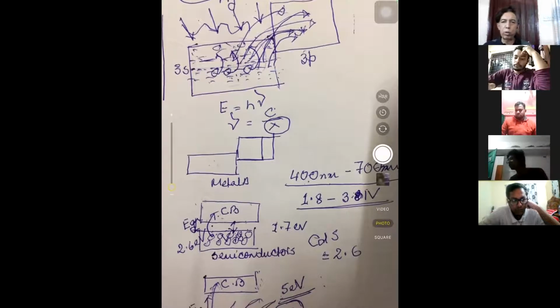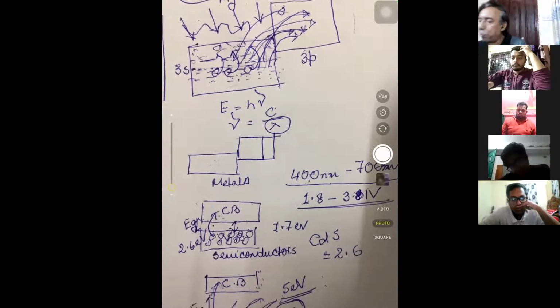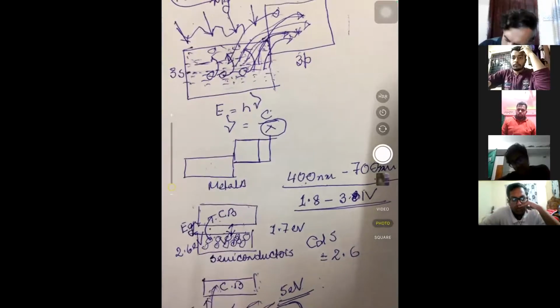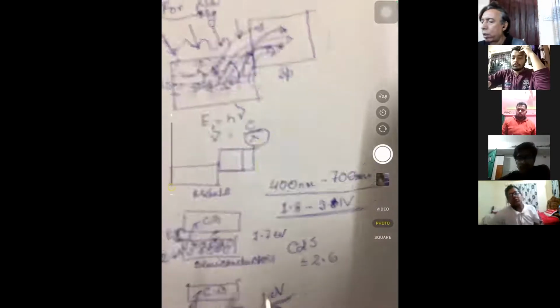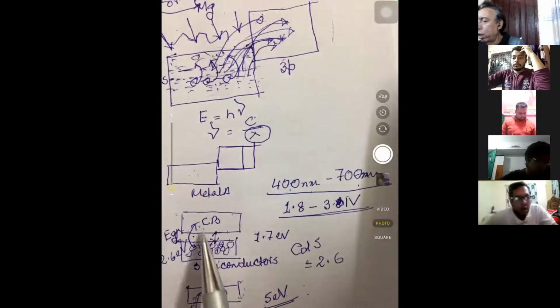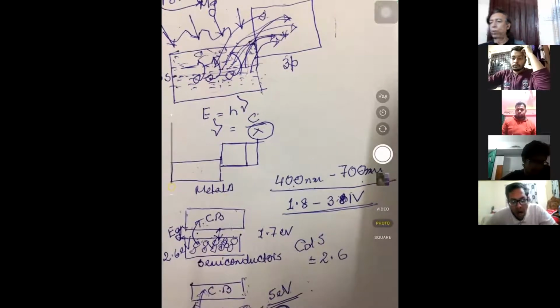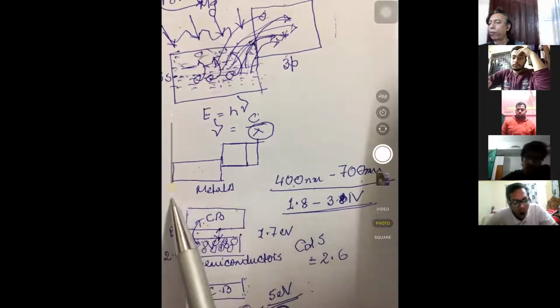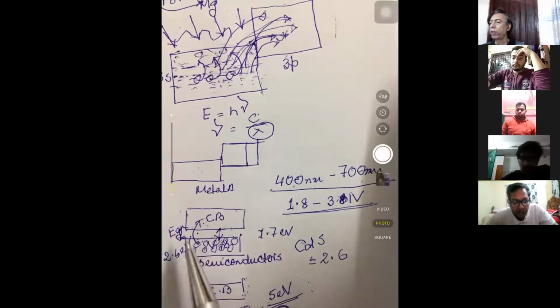আমরা এটা কি দেখেছিলাম? ভোল্ট দেখেছিলাম না ইলেকট্রন ভোল্ট দেখেছিলাম? Sir, electron volt. Very good. So this band gap is 2.6 electron volt.